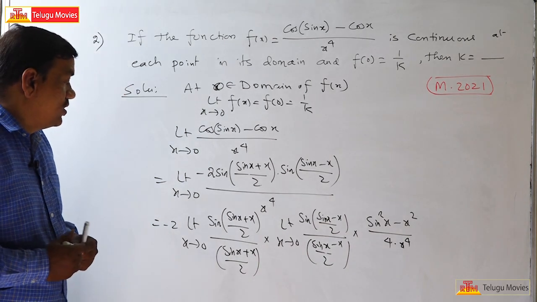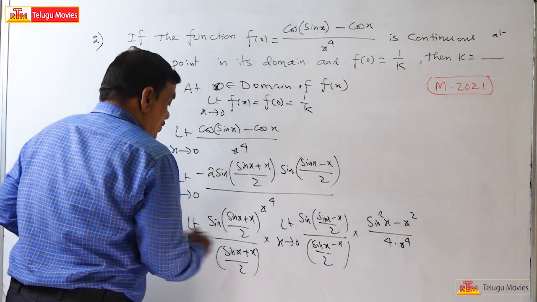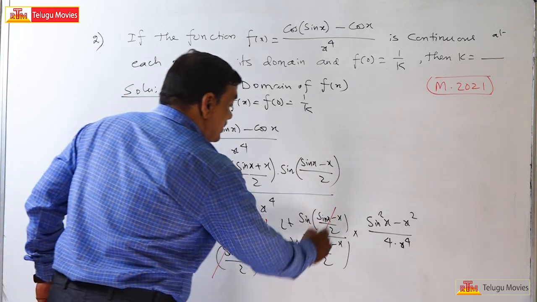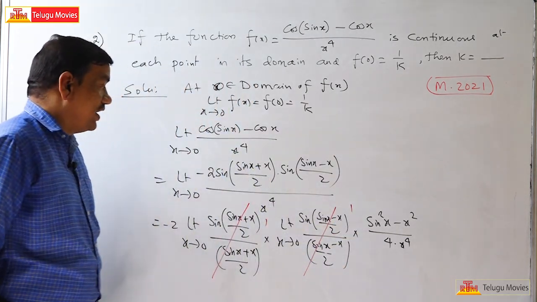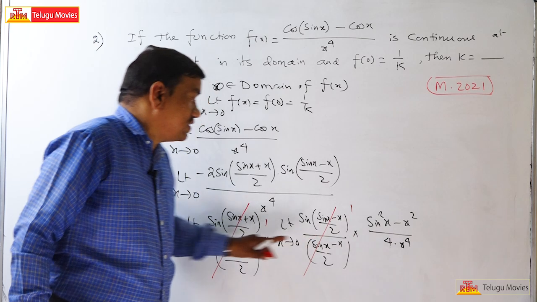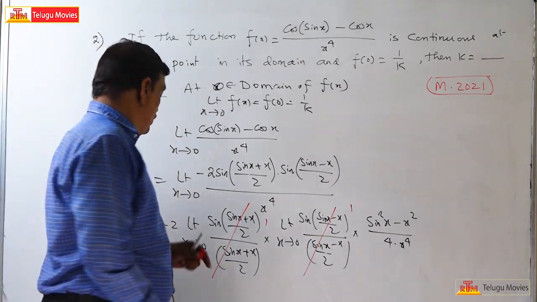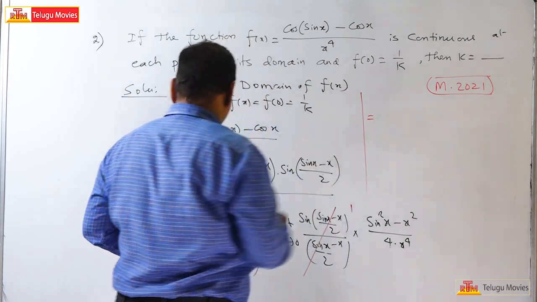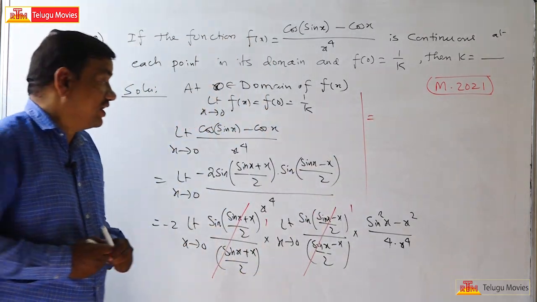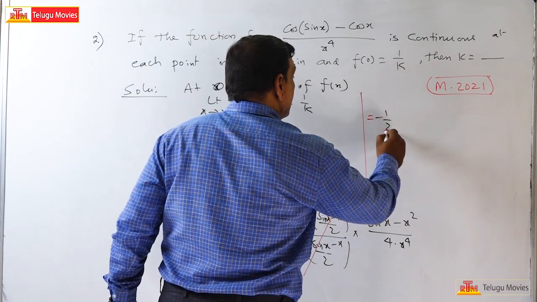Understand this? Now this value is equal to 1. This value is also 1. Okay now, so take this 4 also common outside. Let us take the 4 also common outside. So ultimately how much will you get? Minus 2 by 4, that means minus 1 by 2.